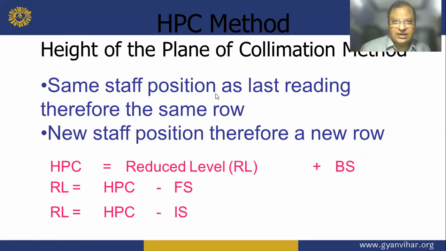Now, HPC method, height of the plane of collimation method. Same start position as last reading, therefore the same row, and new start position, therefore new row. So HPC is equal to reduced level plus backsight, and reduced level is equal to HPC minus foresight, or RL is equal to HPC minus intermediate sight.